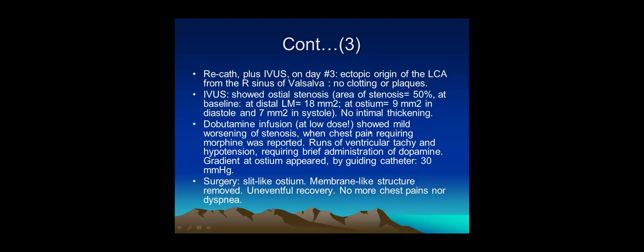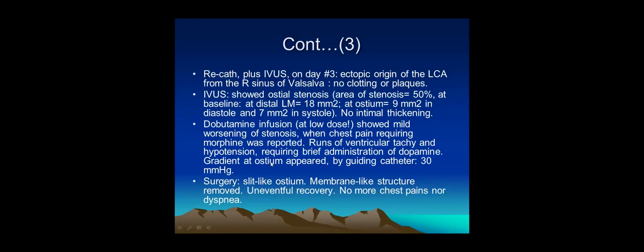Dobutamine infusion at low dosage showed a mild worsening of stenosis when chest pain requiring morphine was reported by the patient, who was asked to stop. Runs of ventricular tachycardia and hypotension also occurred, requiring brief administration of dopamine on top of stopping dobutamine. The gradient at the ostium was absent at baseline, but it became 30 during this time. So this is the first time we actually see a gradient, because normally even 50%, 70% probably with dobutamine is borderline significant for gradient.